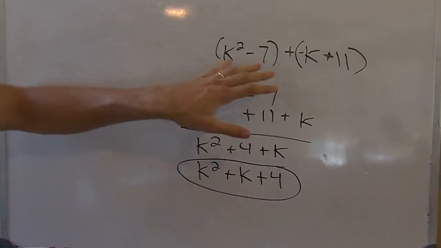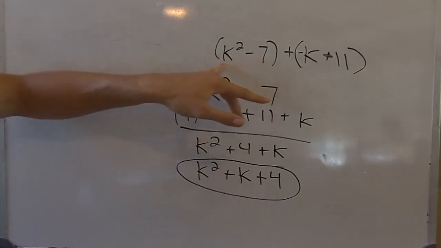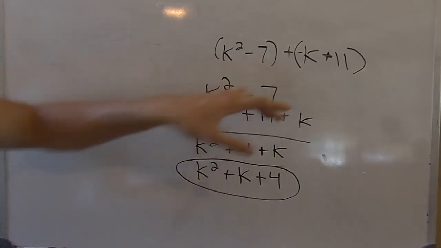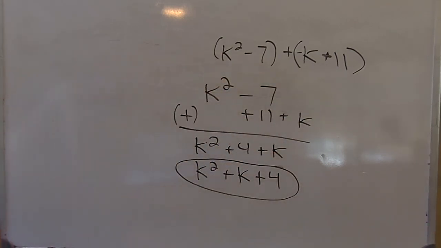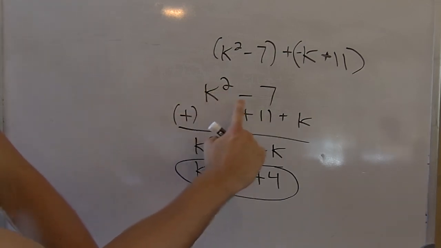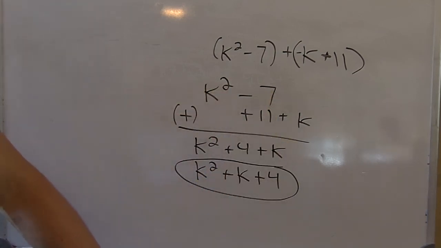Occasionally, you may want to keep, flip, change what's inside the first set of parentheses to make life easier. You don't have to, but you can. If I wanted to, I could have changed this to a k squared plus negative 7, and I still would have gotten the same answers. It wouldn't have affected anything. If that makes life easier for you, you can do that.